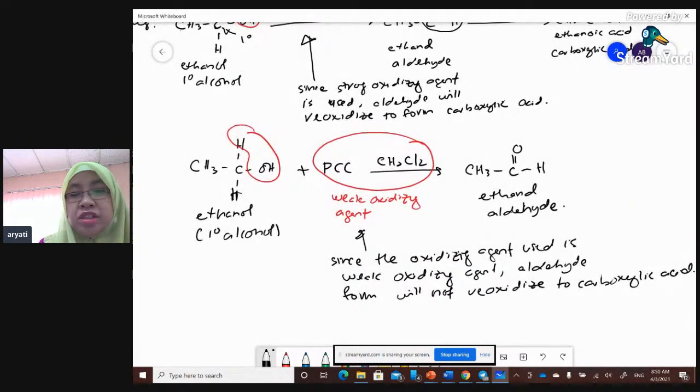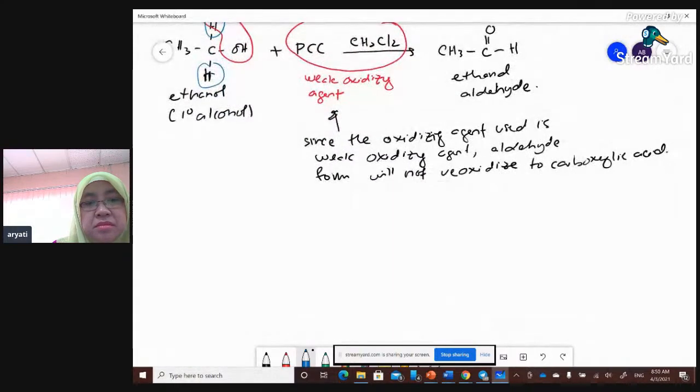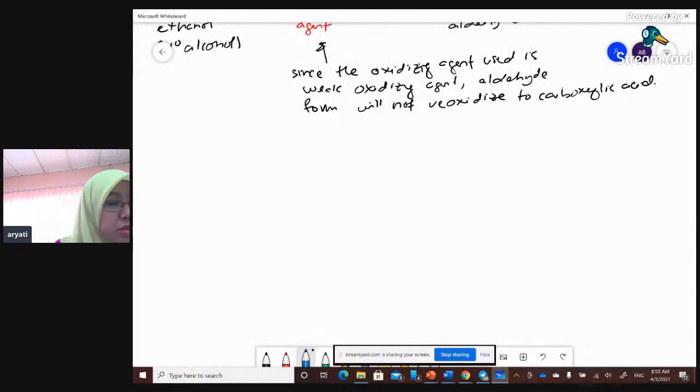Okay, kalau kamu tanya saya, kenapa primary alcohol boleh undergo oxidation? Sebab karbon yang terikat dengan OH ni, dia ada dua hidrogen. So, dia boleh undergo oxidation. Okay, so let's continue with secondary alcohol. So secondary alcohol undergo oxidation.